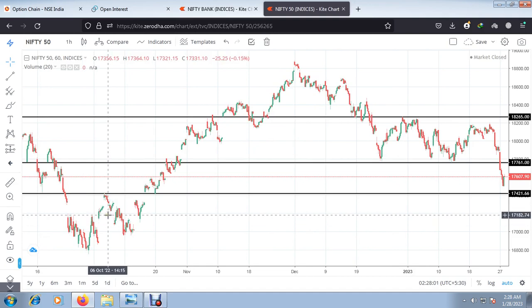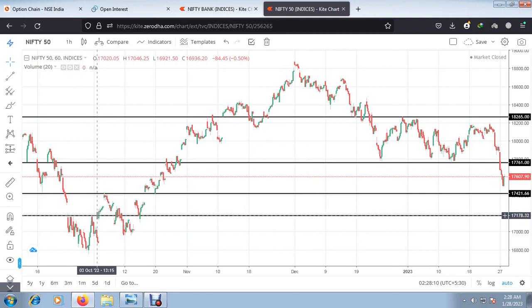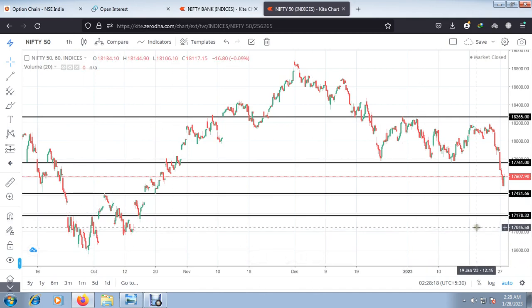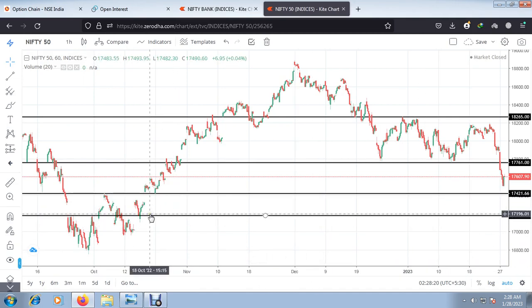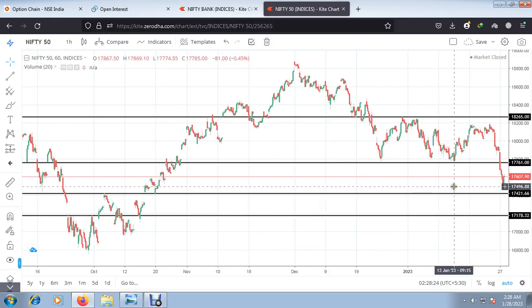After that, again I will mark this level. You can see here it acted many times as a resistance, and again here it is acting as support also. So 17,178 will be the next important support, below 17,421.